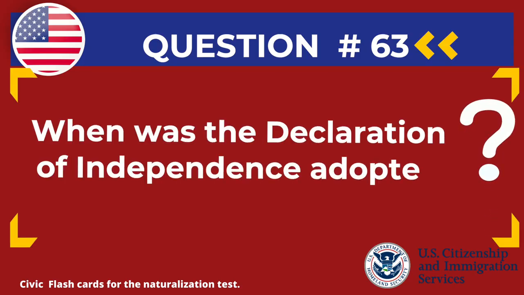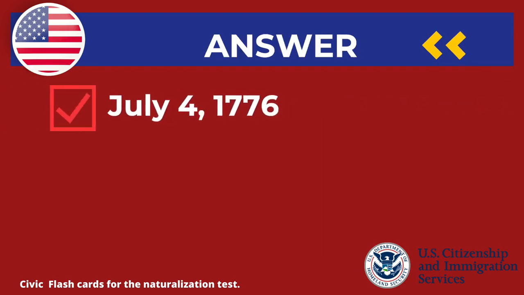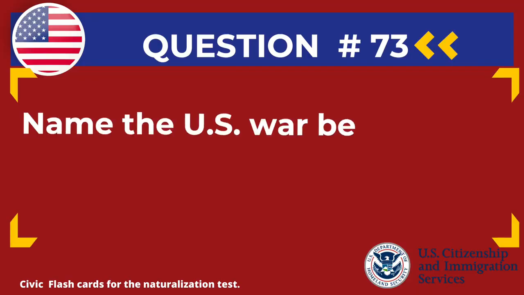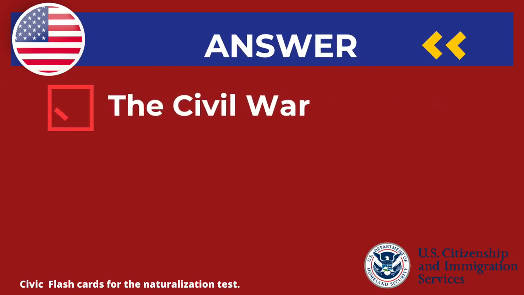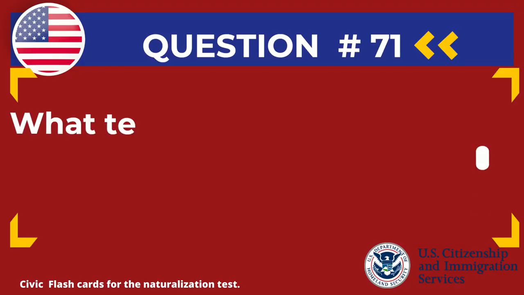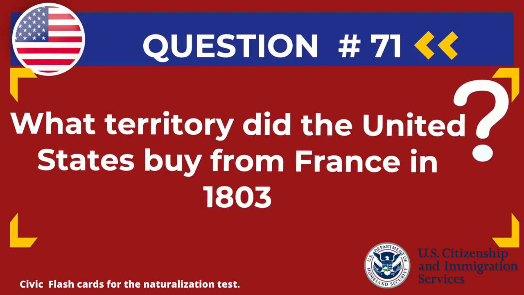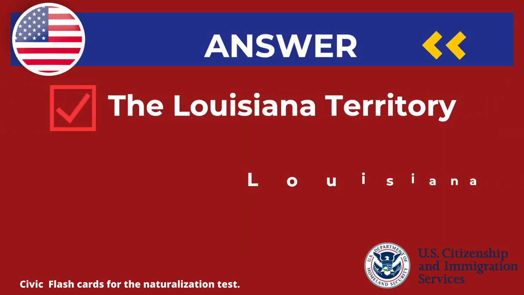When was the Declaration of Independence adopted? July 4th, 1776. Name the U.S. war between the North and the South. The Civil War. The war between the states. What territory did the United States buy from France in 1803? The Louisiana Territory, Louisiana.